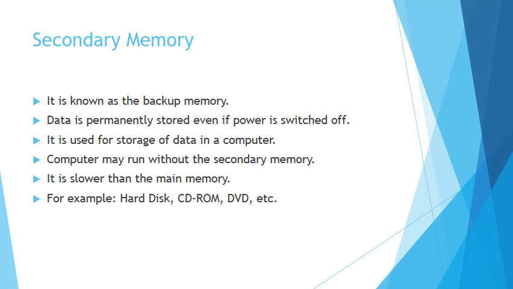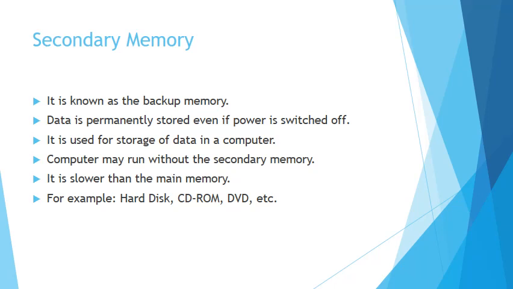Secondary memory. We call secondary memory backup memory also because anything that we want to save in the computer for a long time so that we can use it in future, we will save it in secondary memory. In secondary memory, data remains until we delete that data. It will not be lost when power is off or we switch off the lights.